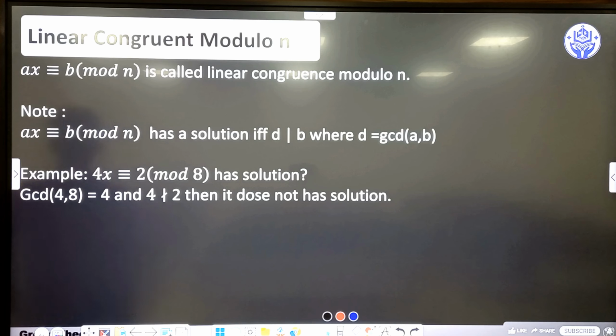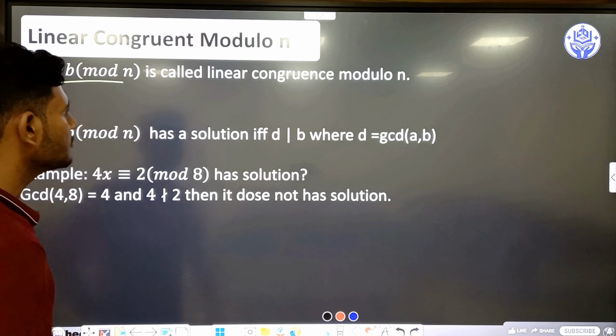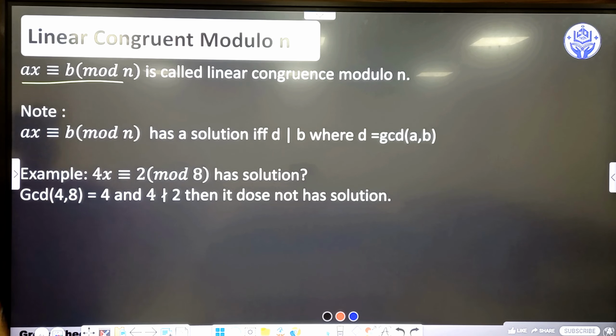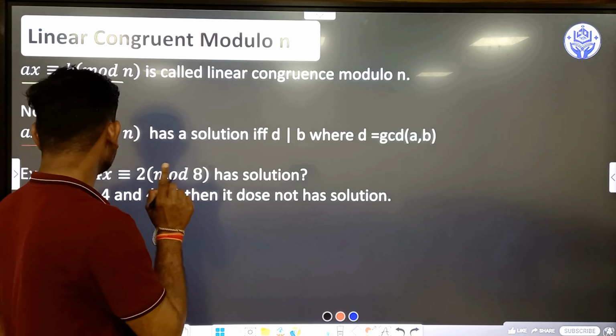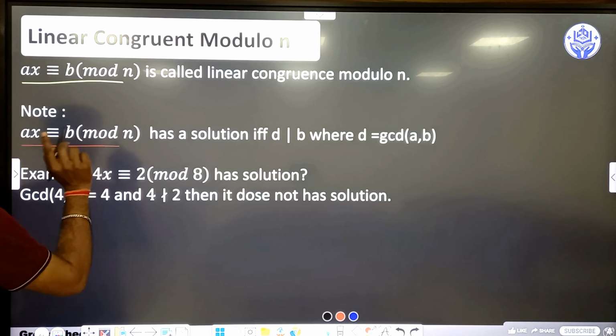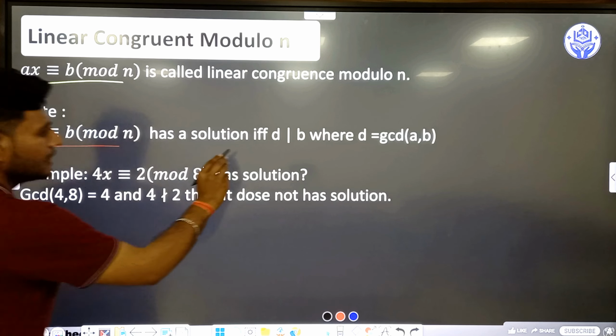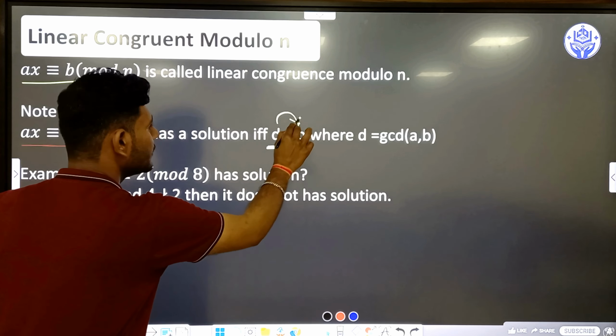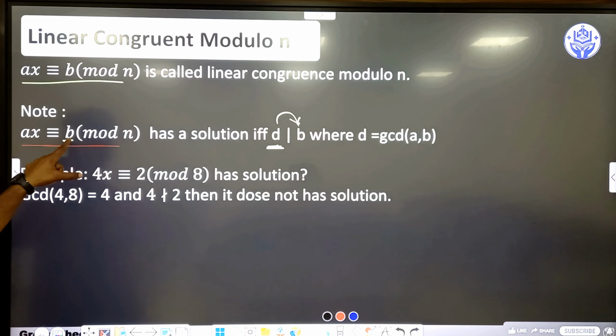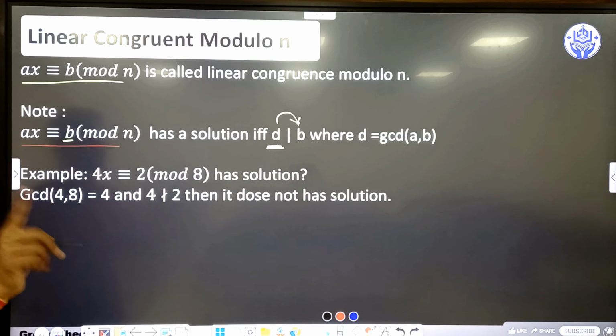Next we have linear congruent modulo. Now here we have to find the value of x. The form ax is equal to b mod n is the linear congruent modulo. Now, ax is equal to b mod n has a solution if and only if d, meaning GCD, divides b. Then it has a solution, otherwise it has no solution.